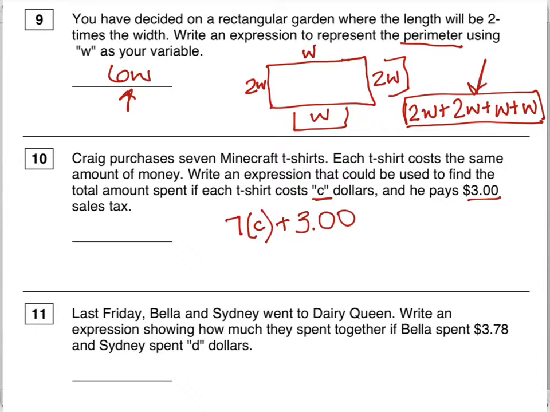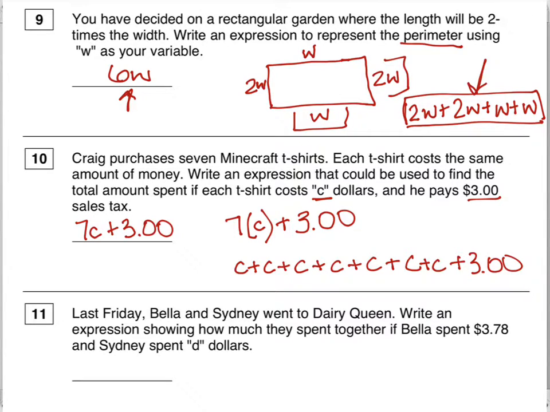So you can do 7 times C. You could do C plus C plus C plus C plus C. Oh, how many more? 2 more. Plus C plus C plus 3. But who wants to do that? Personally, I would just write 7C plus $3. All right. Each of these C's represents the price of the Minecraft t-shirt.